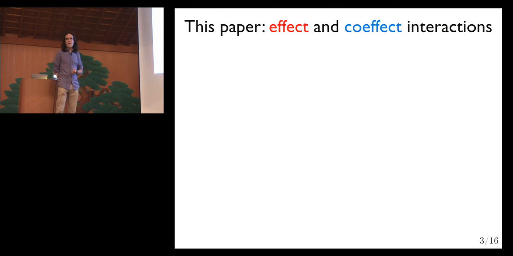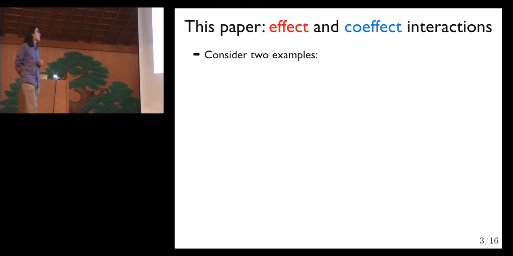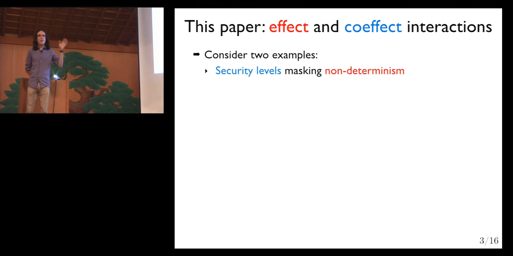In this paper, we're studying the interaction of effects and coeffects. There are two examples in the paper that we do in some depth. One is where we have security levels, so that's the coeffect, where we're tracking what level of security our variables are, and then their interaction with non-determinism effects. If a high security computation does some non-determinism, and I'm a low security observer, I can't see everything that happened with that non-determinism, I just know that some effects happened. So it's a kind of masking.